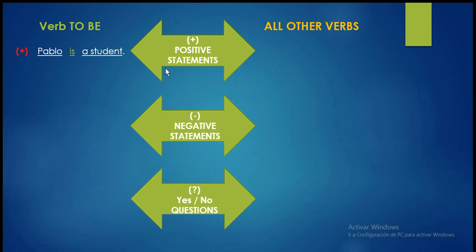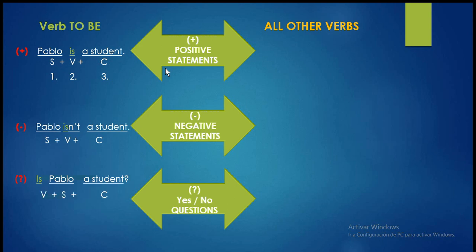Here we have the verb to be. We are going to compare it with all the other verbs, how we do it. We have a positive statement. Pablo is a student. Subject, a verb, and a complement. The negative statement, Pablo isn't a student. Subject, verb with a negative form, and complement. This is the order. And the question, a yes/no question: is Pablo a student? Short answer: yes, he is, or no, he's not, or no, he isn't.